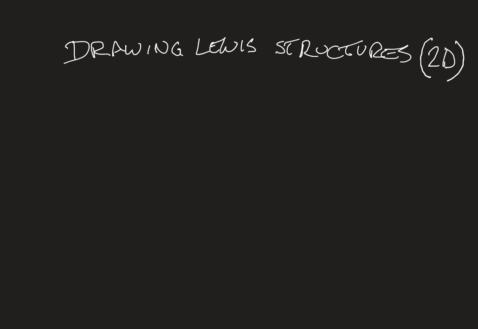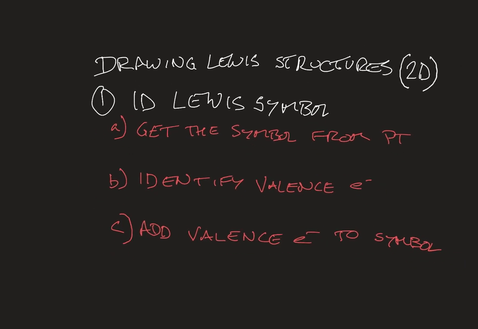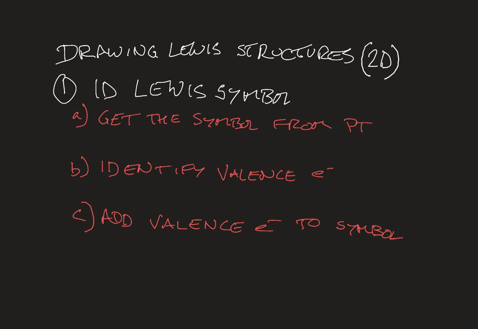The first thing we need to do when composing Lewis structures for compounds or for molecules is we need to start off and identify the Lewis symbol for each of the elements. Right, so we're going to split this into three steps. First of all, we're going to get the symbol off the periodic table. Then we are going to identify the valence electrons, using the group number. And then we're going to add the valence electrons to the symbol. And I'm going to just demonstrate this with a couple of elements.